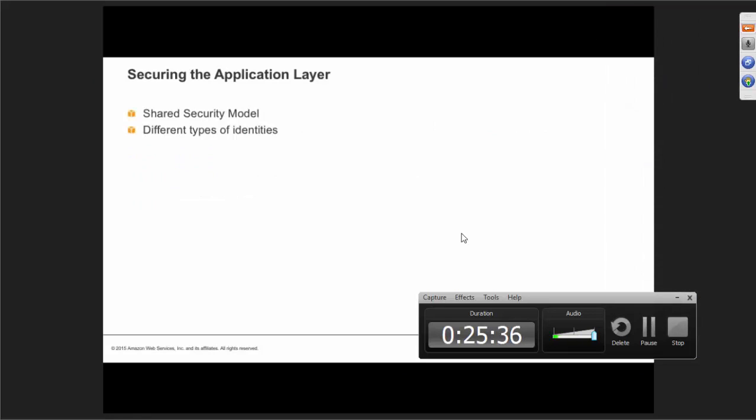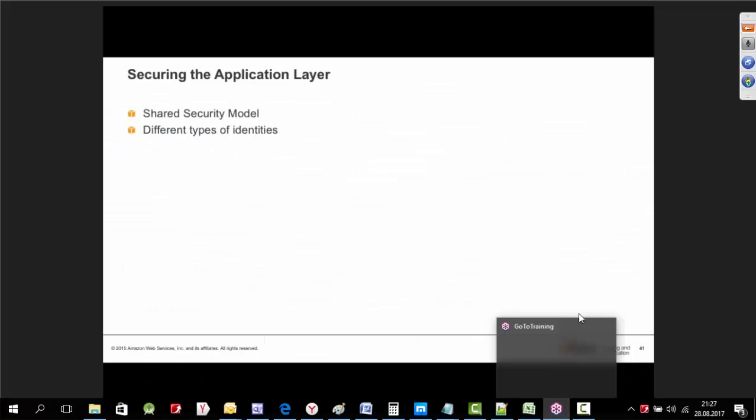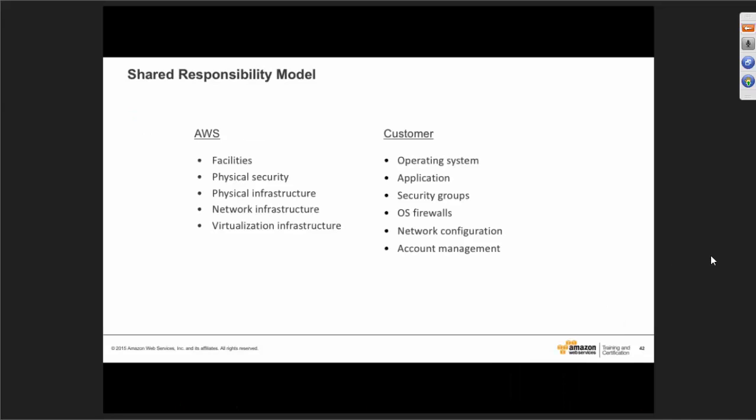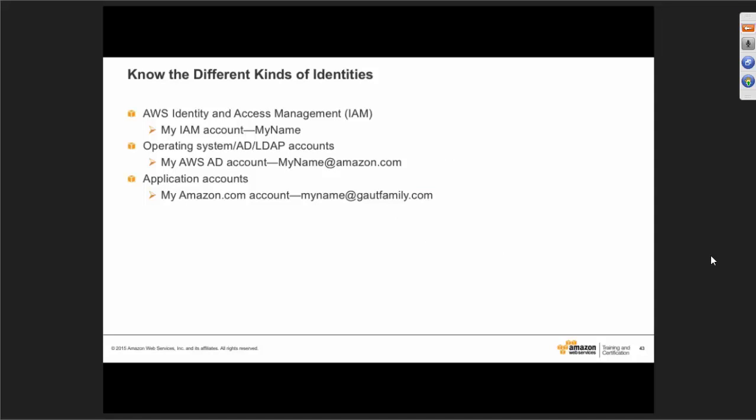Let's roll through a little bit more here. If you're securing at the application layer, remember with the shared security model, there's two things that are secure. There's things that AWS secures and things that the customer secures. So the actual application itself lives on the customer side. So that is something that you have to secure. When we're talking about securing those applications, we want to give you all the tools to do that. So there's different ways to apply the access control to those applications.